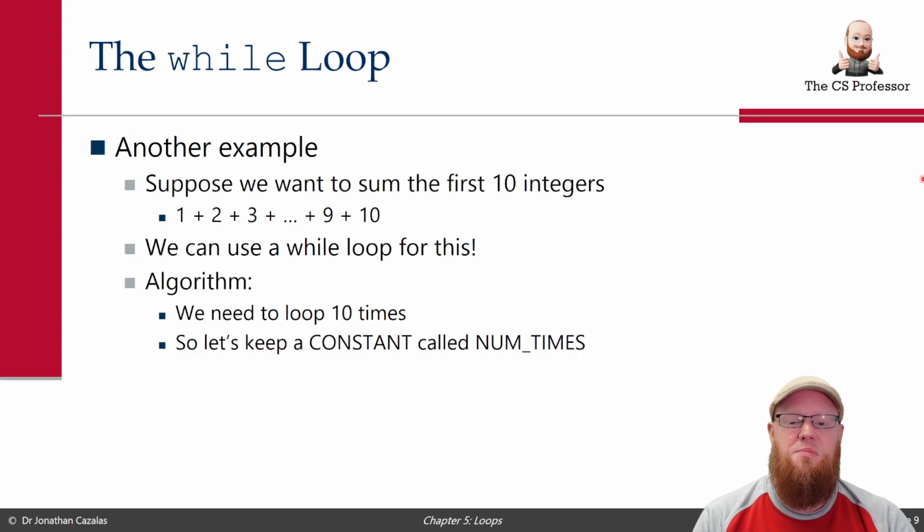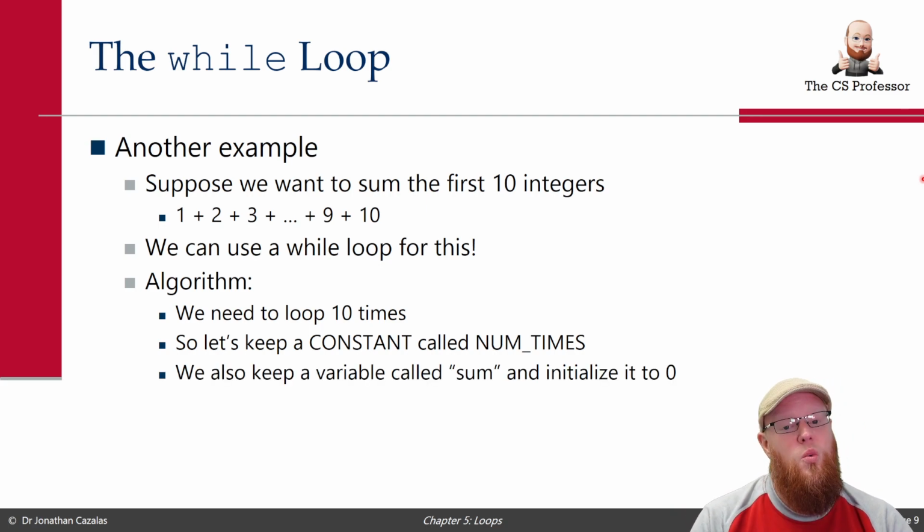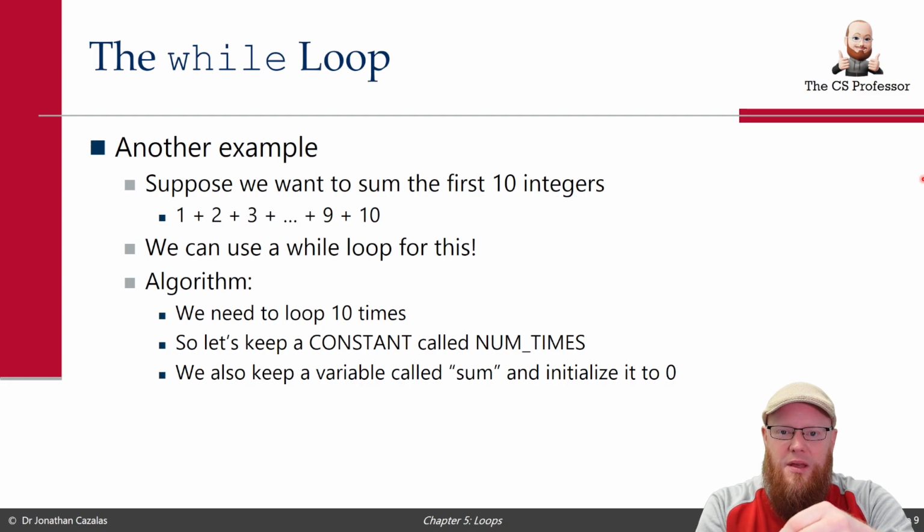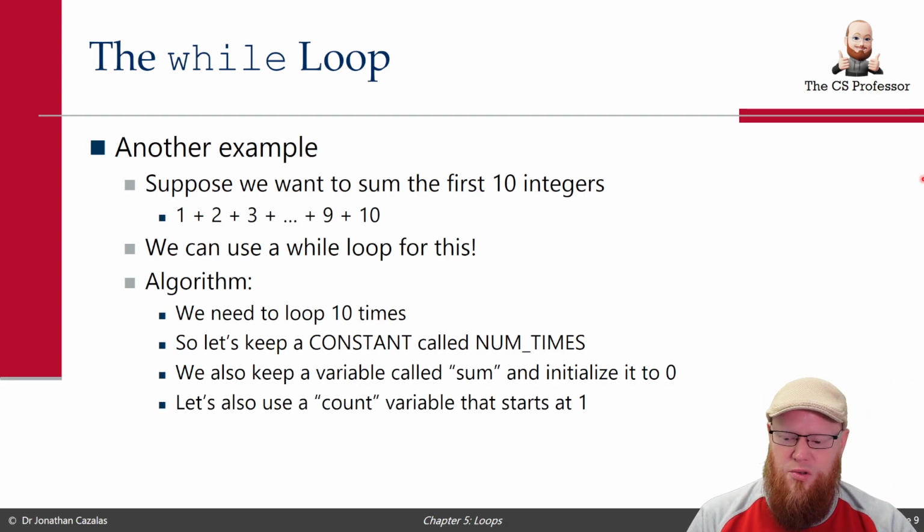And here, let's even keep a constant called num times to make it seem better. We don't need to do that. I could have just said less than 10, but we'll keep a constant called number of times or num times. We also need to have a variable sum. This variable sum will be used to keep track of the current sum of those values. We're going to add 1 to sum, then we're going to add 2 to sum, then we're going to add 3 to sum. You'll see as we go through this.